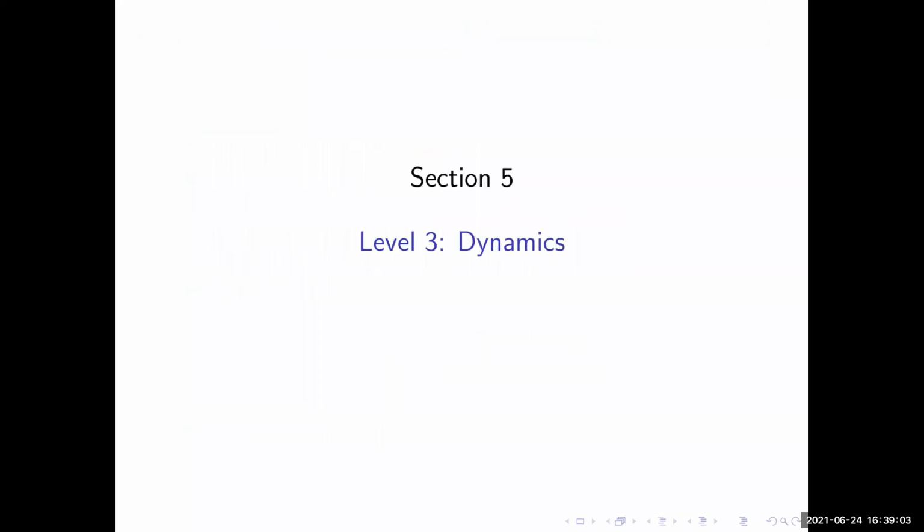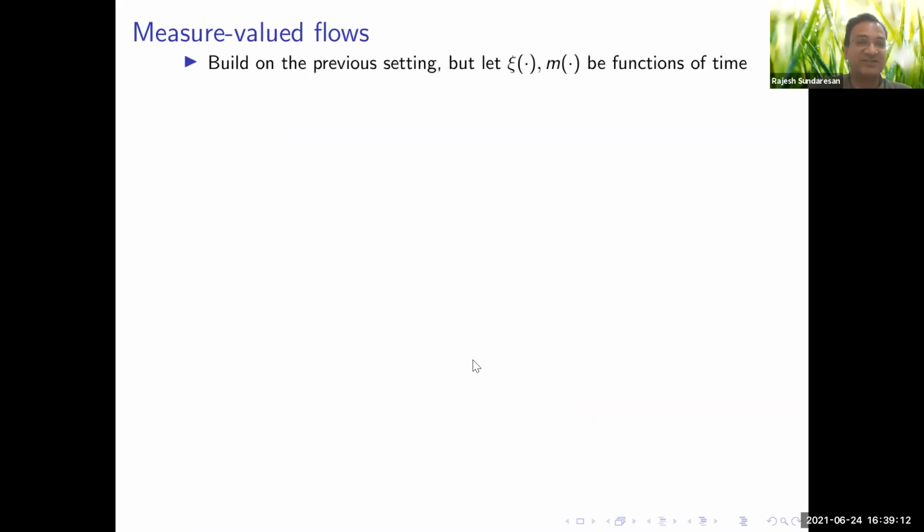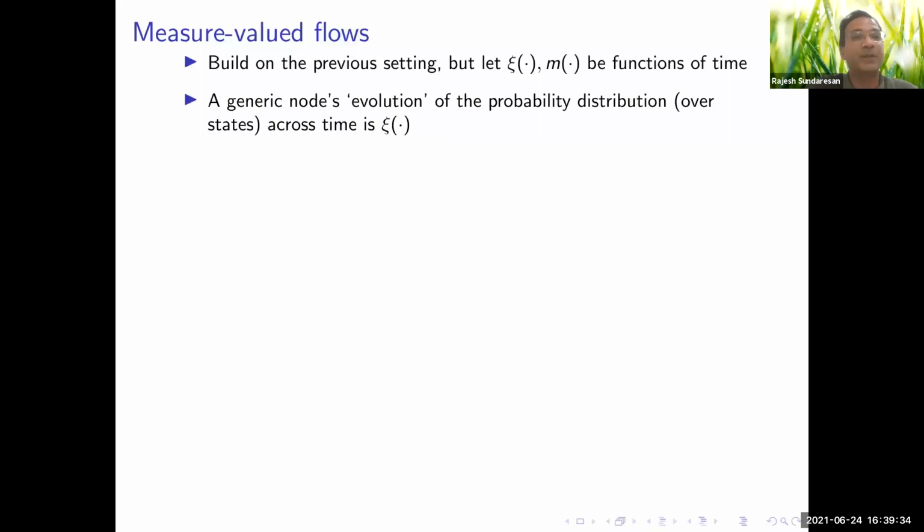Okay, I'll now go to the next level, which is at the level of dynamics, specifically measure valued flows. So this is level 3 as I have presented. This builds on the previous setting. The previous setting had xi's and m's. Both xi and m were probability distributions on Z, which is the set of states. Now we have actually measure valued flows over that state space, xi dot and m dot.